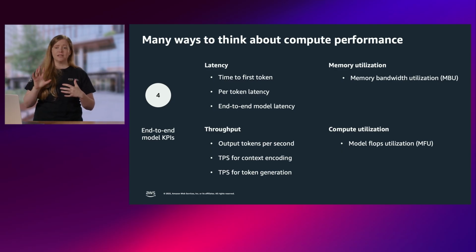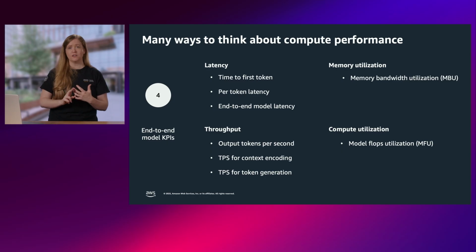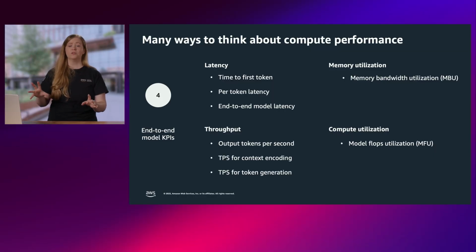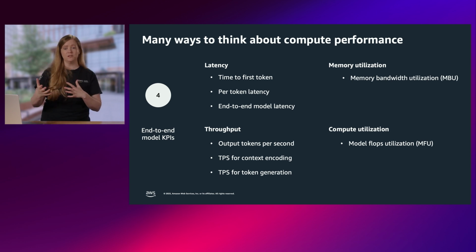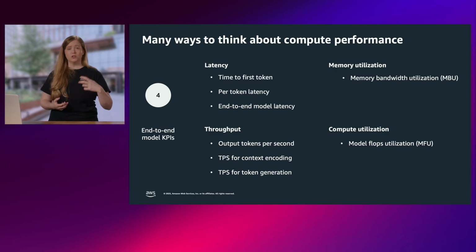Memory utilization tends to be a KPI that is relevant for model inference. Particularly the token generation phase of language models tends to be highly memory bandwidth focused, where we want to better utilize the memory bandwidth. And then in compute utilization, a normal KPI for the end-to-end model is what's called model flops utilization, or MFU. When we're training your overall language model, we want to understand how well that's consuming the compute. Normally we'll use the MFU KPI for this. So those are the 4 ways to think about compute performance.